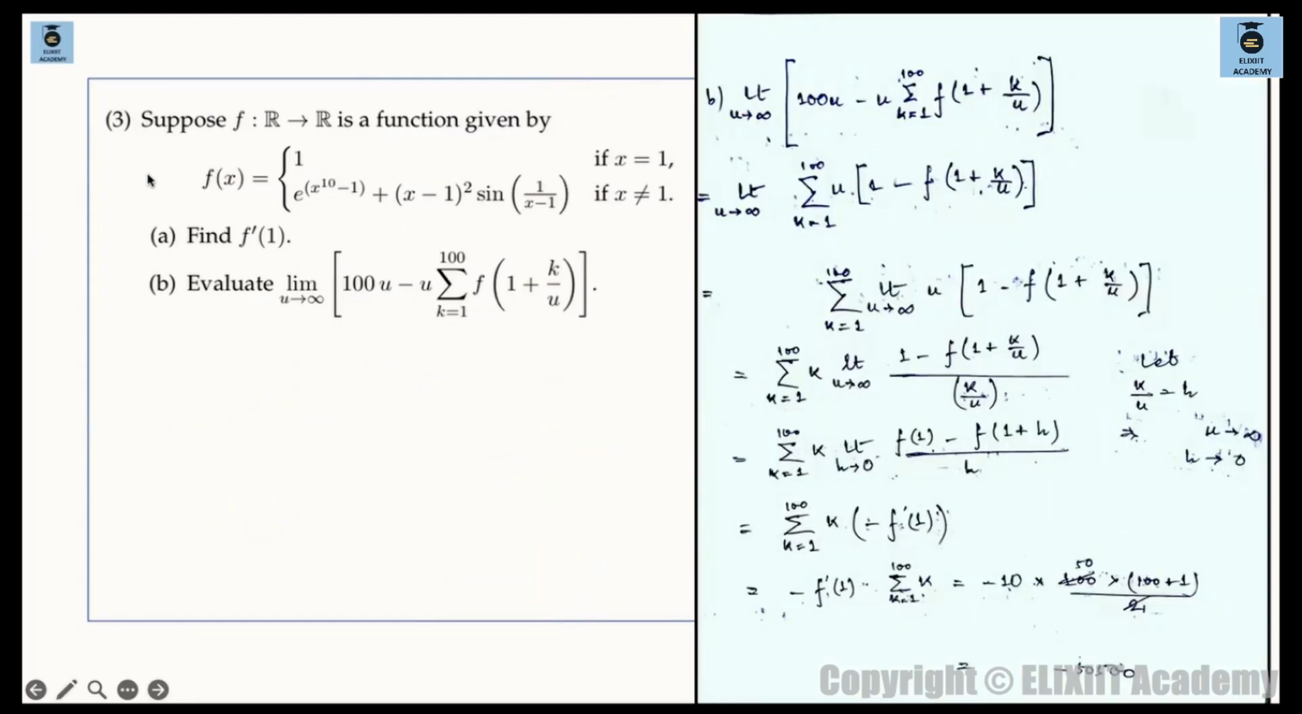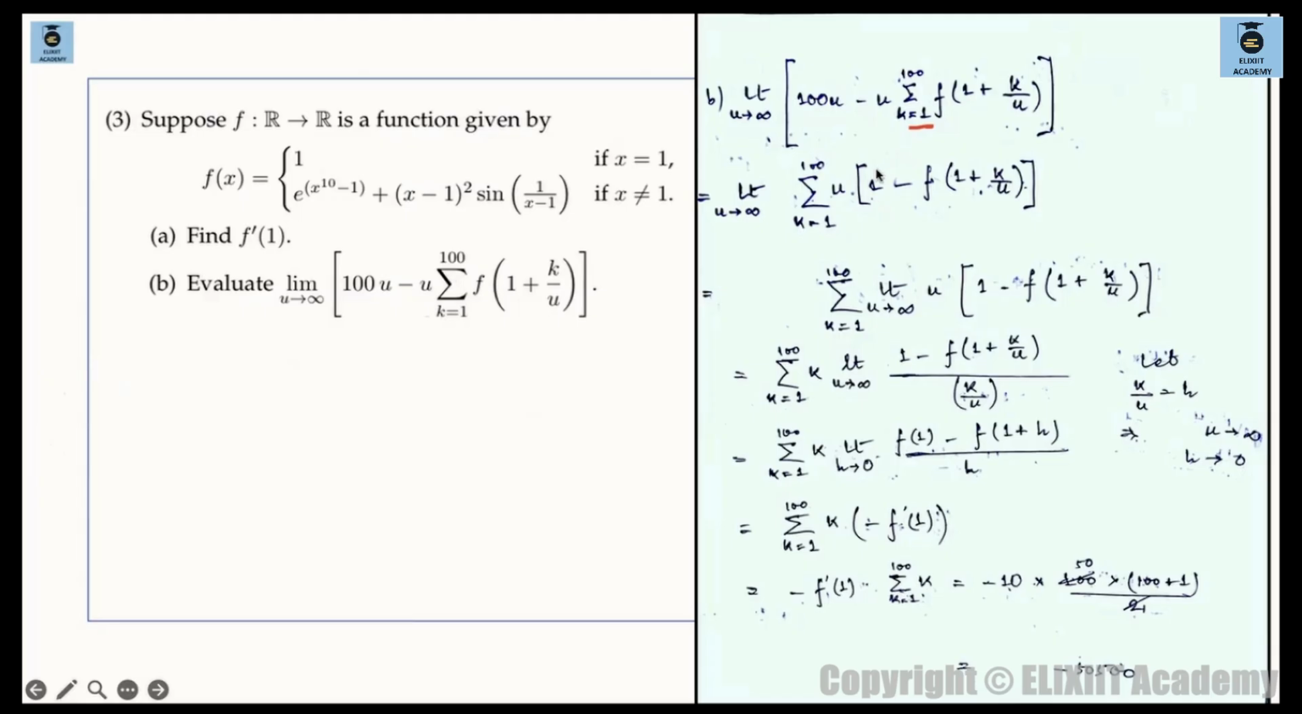Second part of the problem says find what is the limit u tends to infinity 100u minus u into summation this. तो उसके लिए क्या करो, what I have done is first I have taken out this summation. So when this summation completely comes outside, this becomes summation k is equal to 1 to 100 u into 1.